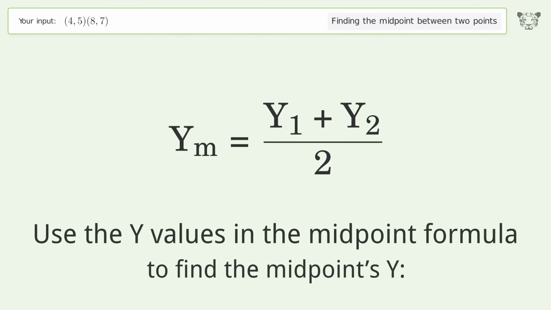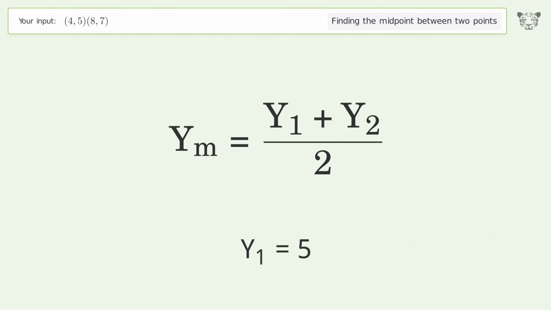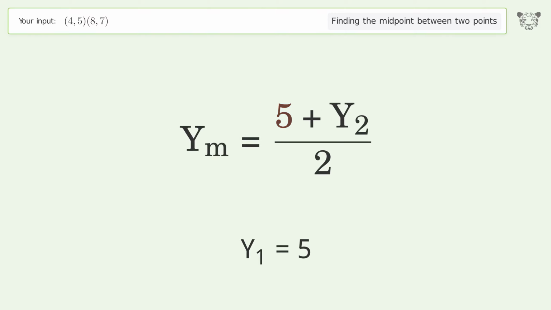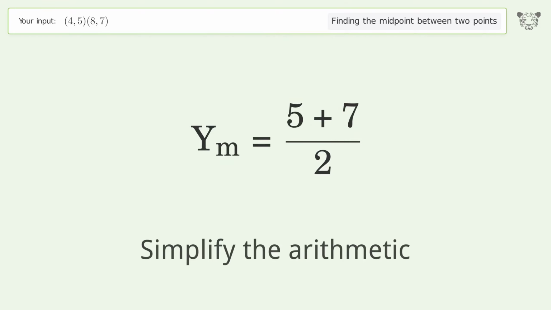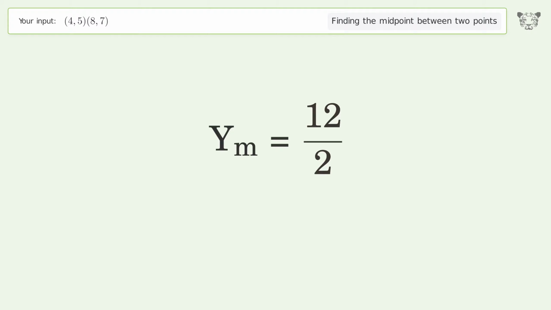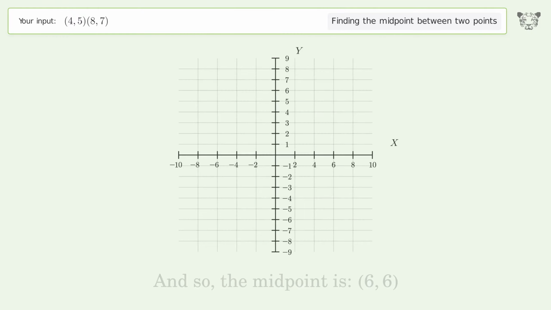Use the y values in the midpoint formula to find the midpoints y. y1 equals 5. y2 equals 7. Simplify the arithmetic. And so, the midpoint is 6, 6.